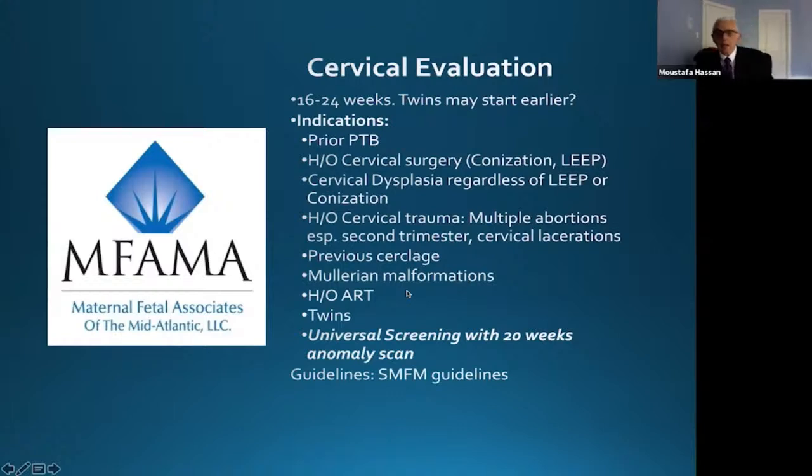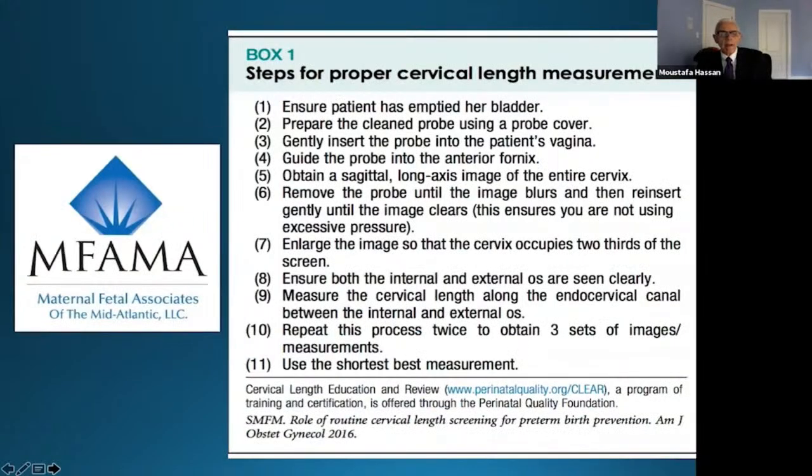And the last item here, which is the elephant in the room, is universal screening with the 20 weeks anomaly scan. We all do anomaly scan around 20 weeks, could be a couple of weeks early, a couple of weeks later. Patient is there, check the cervix. You are going to pick up at least 5% of cases where you have cervical insufficiency in people who have no risk factor. This is just only for you. I'm not going to go over it.